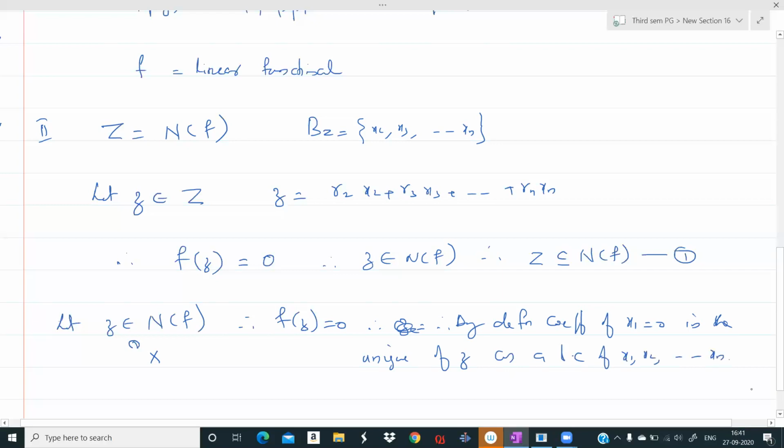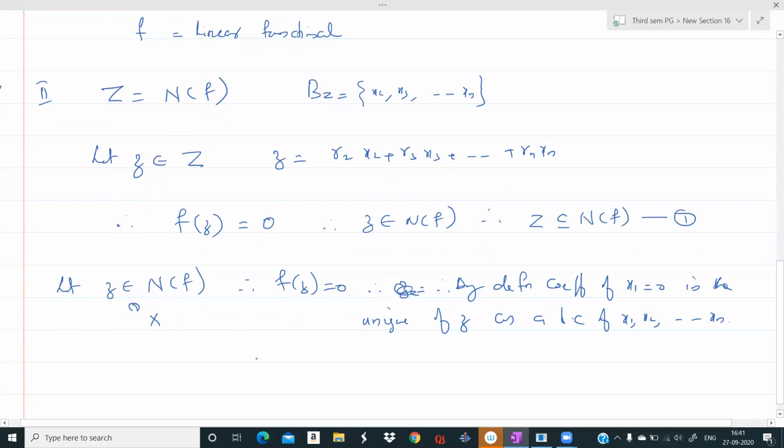If x1 is absent, then Z is a linear combination of x2, x3, etc., xn. Everything that comes as a linear combination of x2, x3, etc., xn will be an element of capital Z, because the basis for Z is x2, x3, etc., xn. Therefore, Z belongs to capital Z.